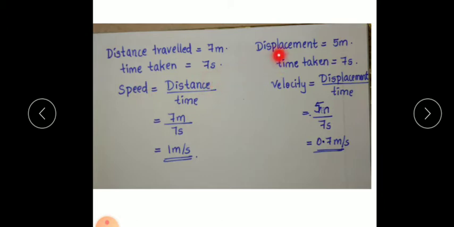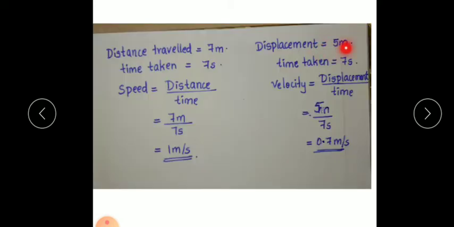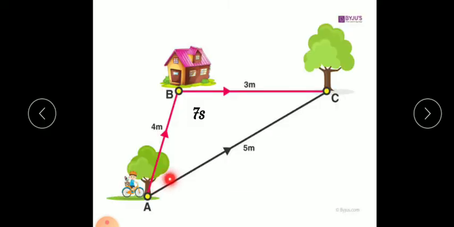Now what is his displacement? 5 meter, is it? So this is the initial point, C is the final point, and the straight line distance from initial to the final point is the displacement. So in this case, the displacement of the boy is how much? 5 meter. And the time taken here to reach his destination is how much? 7 seconds. So actually the boy went along this path.